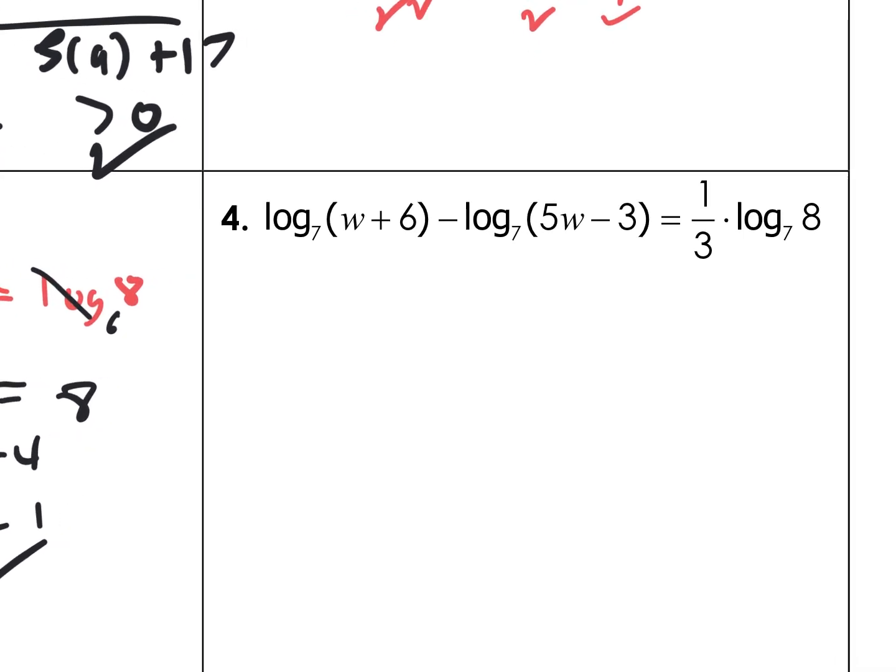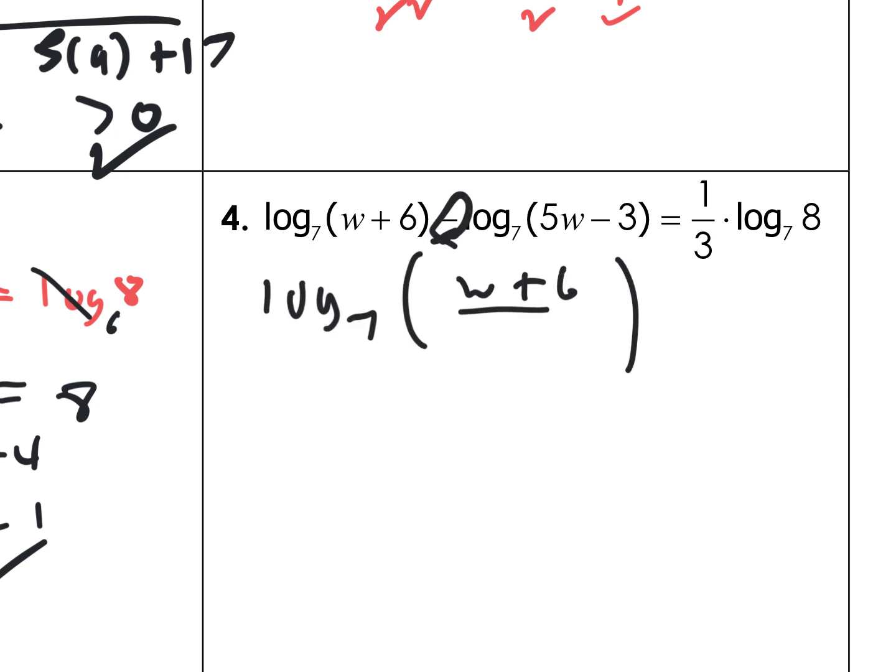Okay, number 4 has properties you can do on both sides. This is a subtraction of two logs. That must mean if I take the log base 7, I should be able to make a quotient. W plus 6 over 5W minus 3 equals 2.